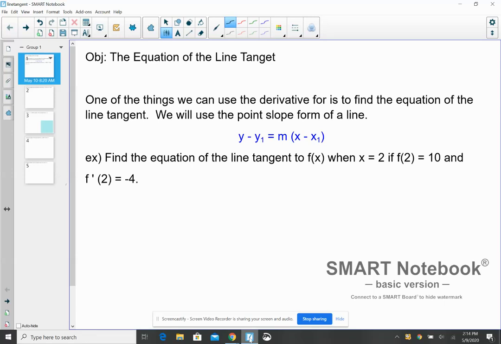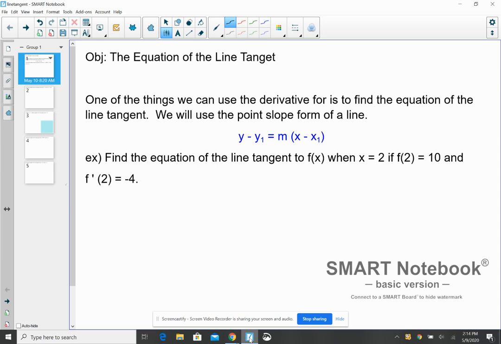Now today we are going to use the derivative to help us find the equation of the line tangent, which is one of the key principal ideas that we do in calculus, being able to find the slope and use that in a number of ways. And one of the biggest ways that it's used is finding the equation of the line tangent.